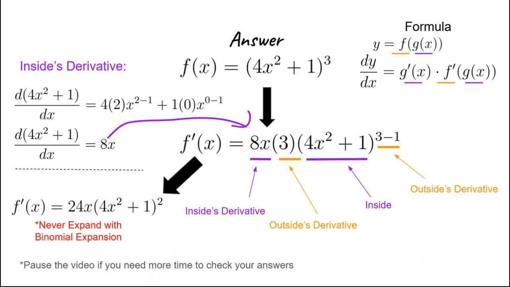Here's the answer. Just make sure you wrote out the proper notation. Instead of dy/dx, you should have written f prime of x. Also, whenever you come across a question like this, including chain rule, never do binomial expansion, as this will lose you marks on any assessment you do.